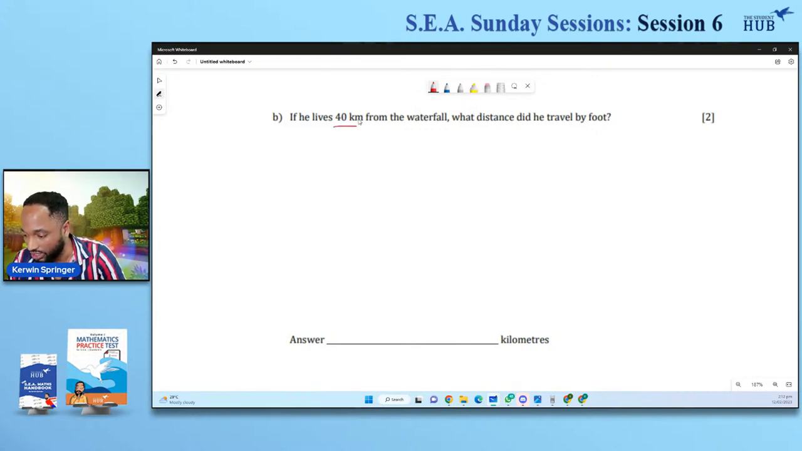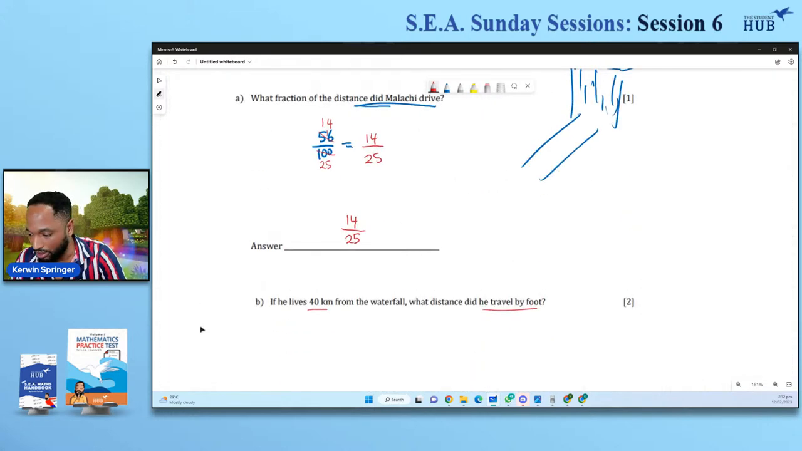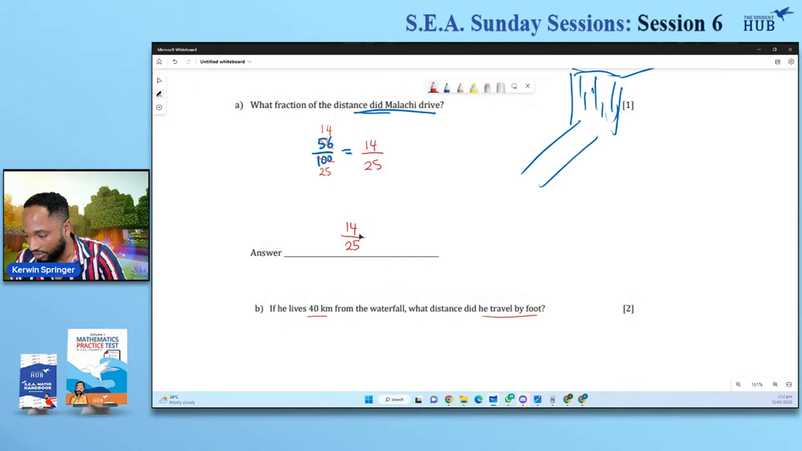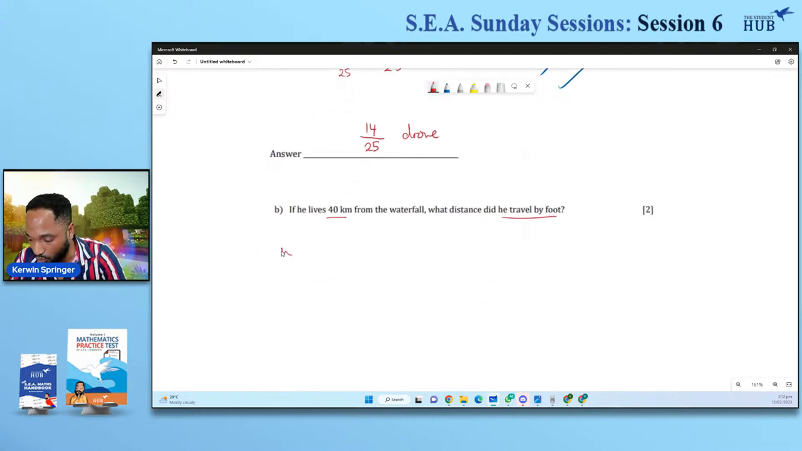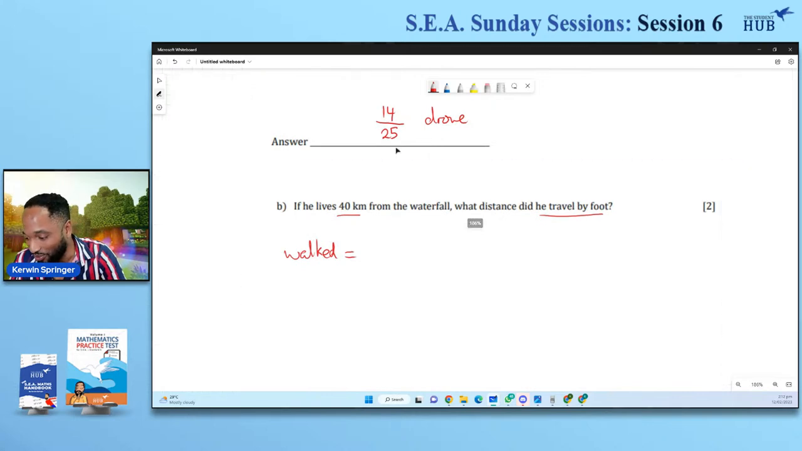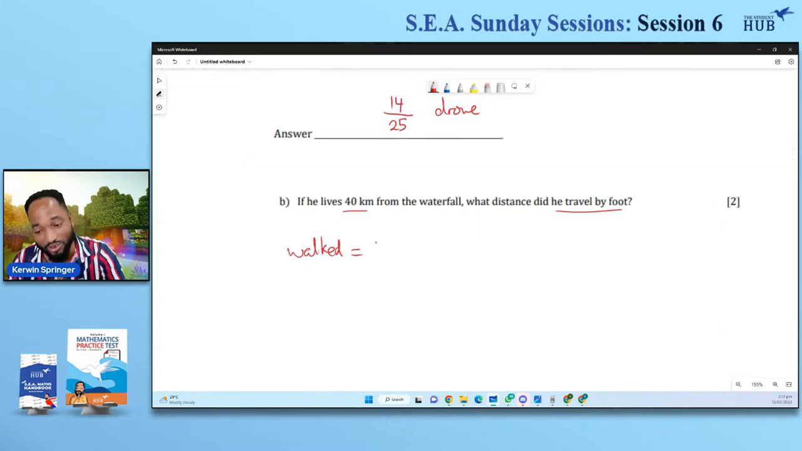Okay, if he lives 40 kilometers from the waterfall, what distance did he travel by foot? Well, guys, remember, he drove this amount. So if he drove that amount, he walked the remainder. He walked 14 out of 25. This man really hiked so many kilometers. This man is a professional hiker. 14 out of 25 means he walked the remainder, which would be 25 out of 25 minus 14 out of 25. I know most of you can do this in your mind. Yes, it's 11 out of 25.